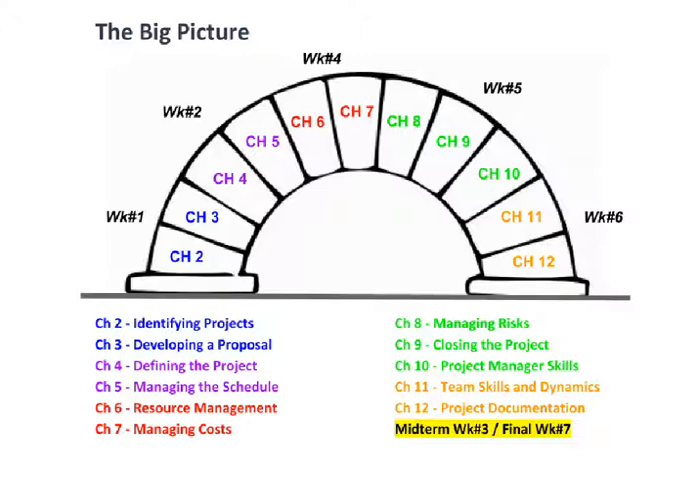11 addresses team skills and team dynamics and what you as a project manager should expect within your teams. And then Chapter 12 has to do with documentation and communication. Absolutely critical, because once the project is over and you've moved on, you're going to need the documentation from that project to refer back to when future projects come along that are related.